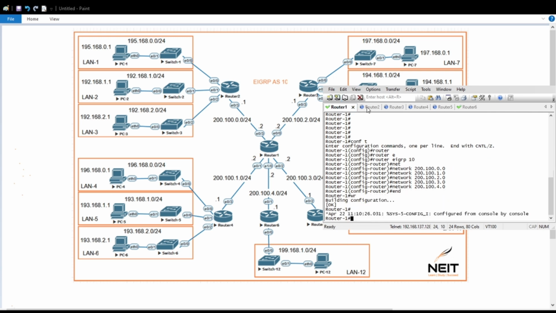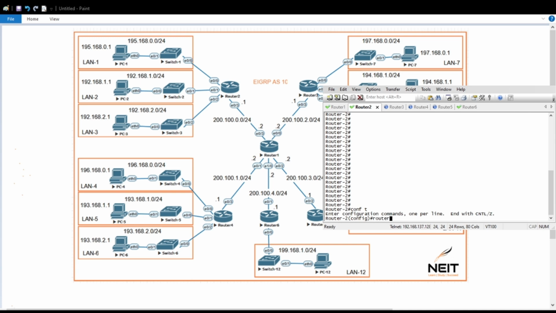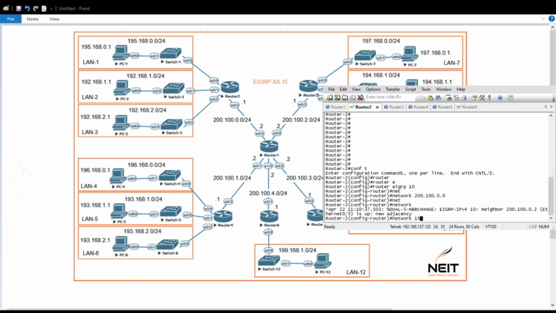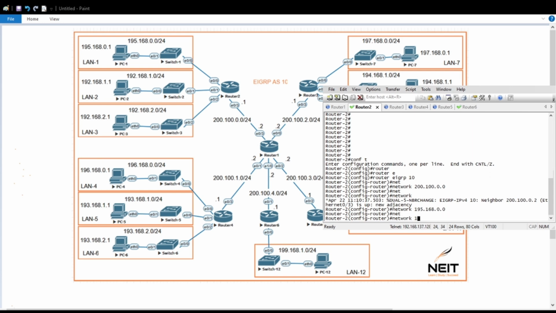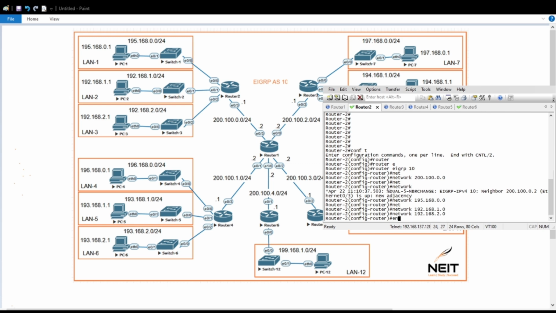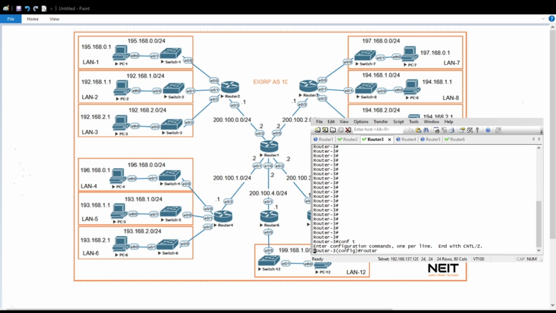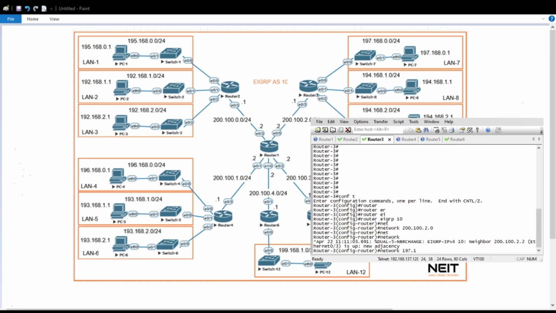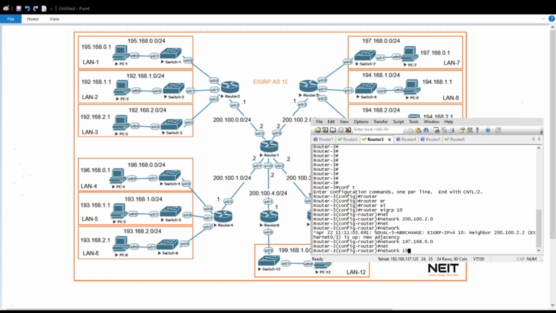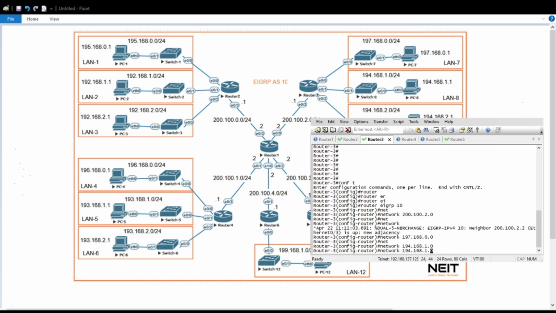Now router 2. On router 2 we have to advertise the network 200.100.0.0 and the LAN network is 195.168.0.0, 192.168.1.0 and 2.0. Now router 3. On router 3 we have to advertise the network 200.100.2.0 and the LAN network is 197.168.0.0. After that 194.168.1.0 and 2.0.